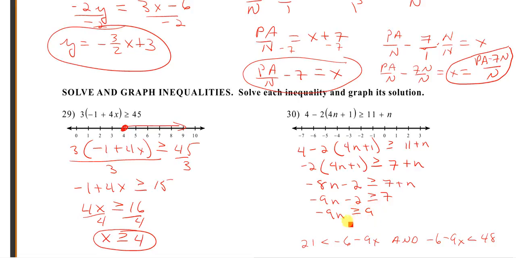And now I'm going to divide by a negative. And when I divide by a negative, it's going to flip that inequality sign. I'm not going to divide by negative 1, I'm going to divide by negative 9. Sorry, let's try this again. Negative 9.